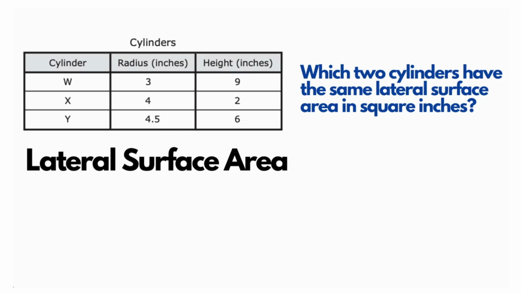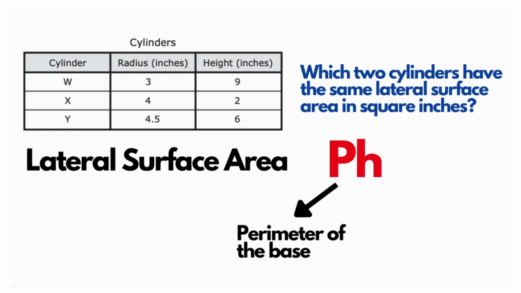So the formula for lateral surface area is PH. The formula for total surface area is PH plus 2B. But let's talk about PH really quickly. Capital P means perimeter of the base. So we're looking at perimeter of the base times the height of the prism. So we're looking at the perimeter of the base.